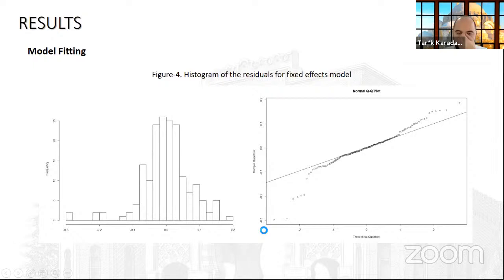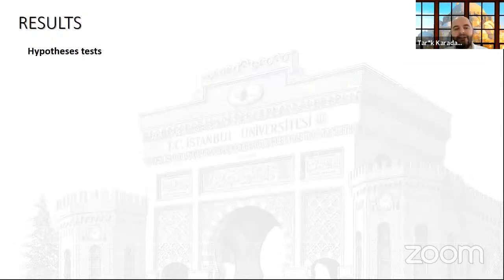We can conclude that the fixed effect model explains the economic output with the data in hand and with this model. So we will test our hypotheses now.